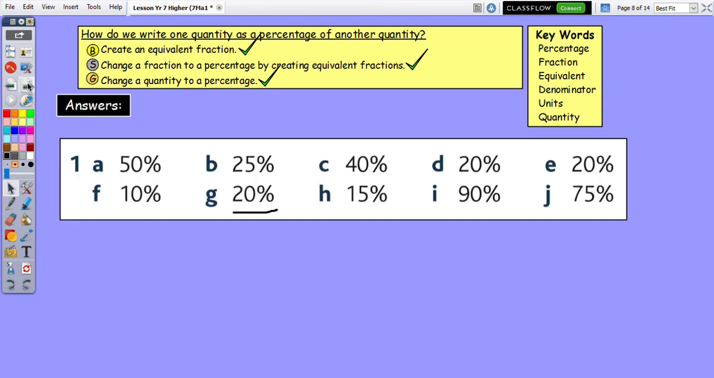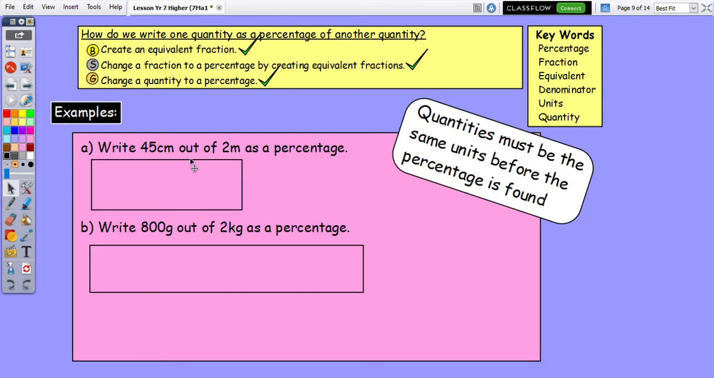Okay, you may get some questions where the units are different, and we've got to be careful here, because in order to work out a percentage, the units or the quantities must be the same. So these things here have got to be the same. Okay, so I've got to do some fancy maths in order to get them the same, or conversions. Okay, so hopefully we should know how many centimetres are in a metre.